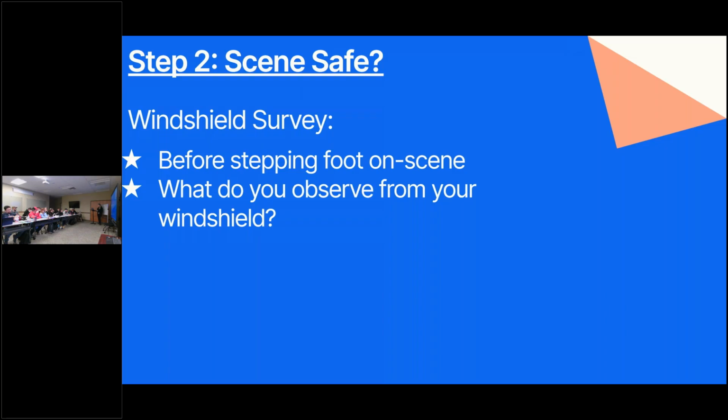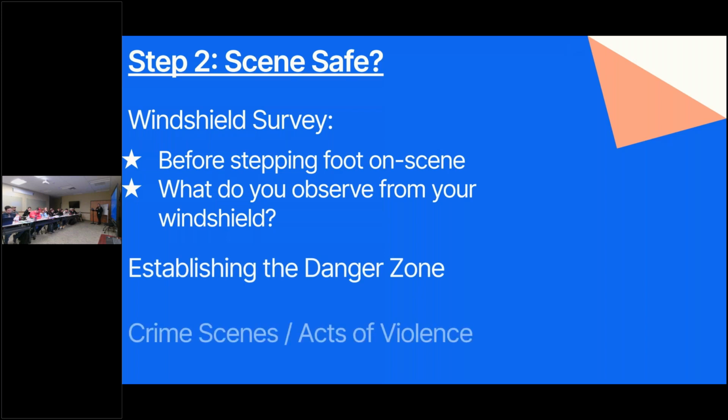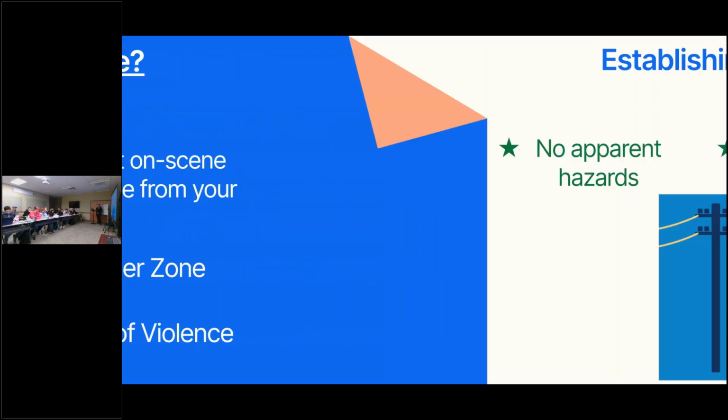So some other components of the scene safety step are establishing a danger zone, and then watching out for crime scenes and acts of violence. So if those are some sort of circumstances you're walking into, you kind of need to take precautions there as well, right? So we will talk about danger zones next.